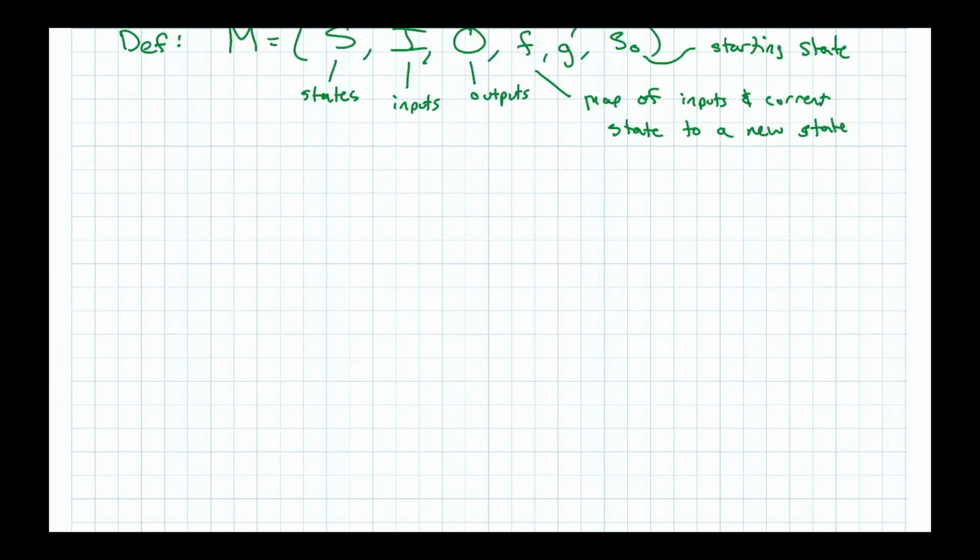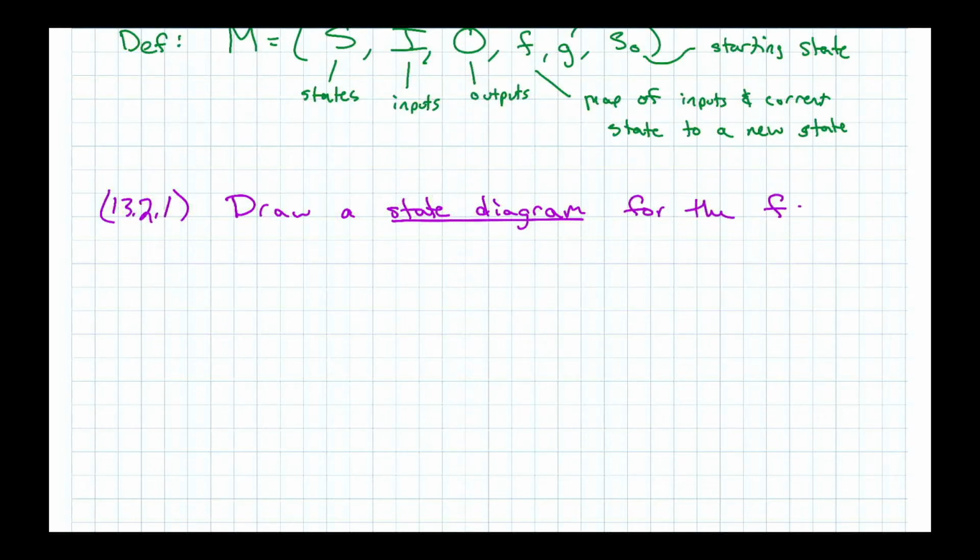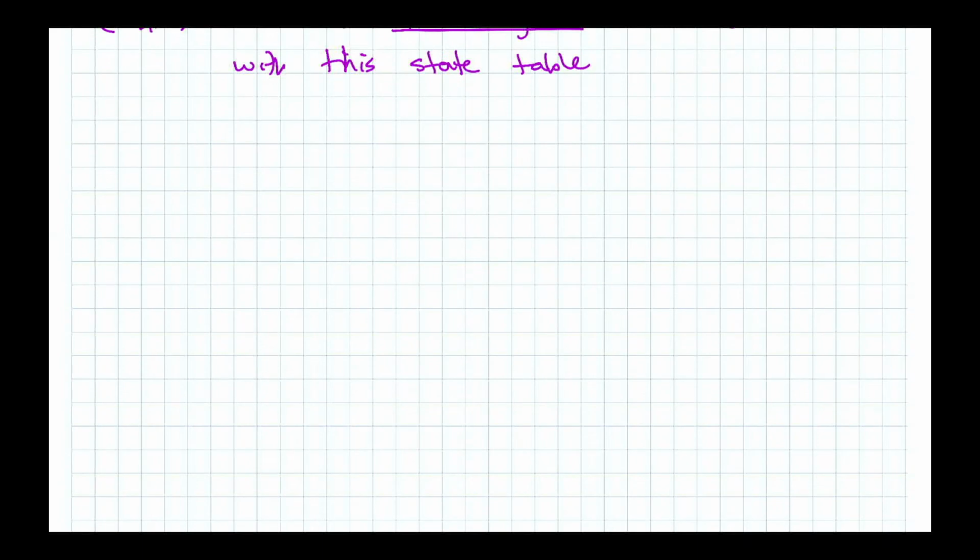So this is actually going to be 13.2.1 in the textbook. What we're supposed to be doing here is we're going to be given a table and we're going to be drawing the diagram. So draw a state diagram for the machine. I'm just going to write FSM, finite state machine, with this state table. So the state table that they give us looks like this.